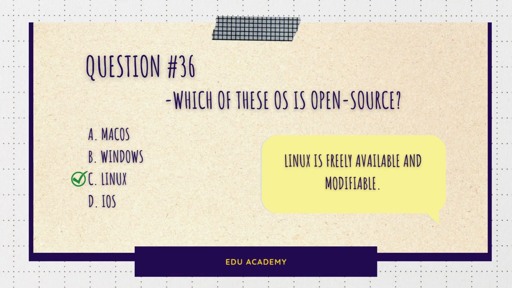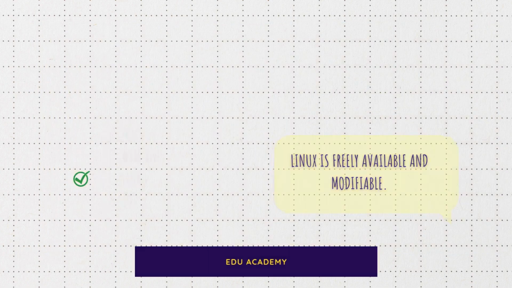Time's up. The correct answer is C. Linux. Linux is an open-source operating system, which means its source code is freely available to use, modify, and distribute.